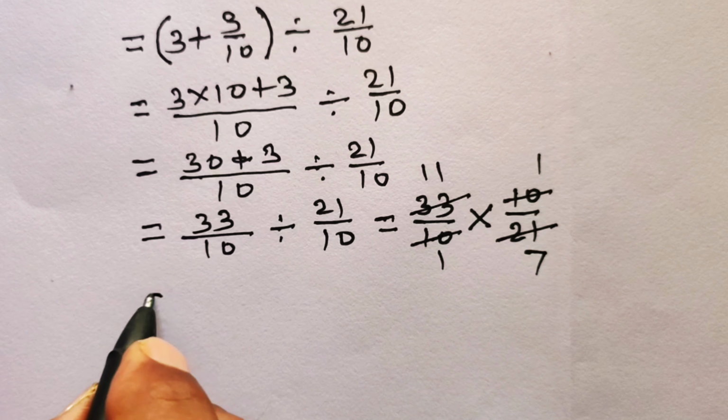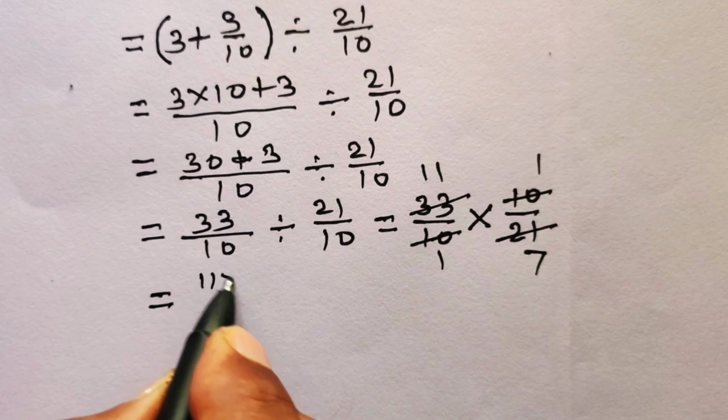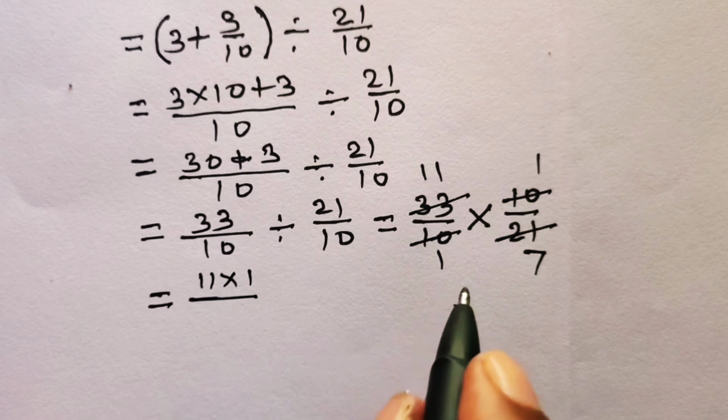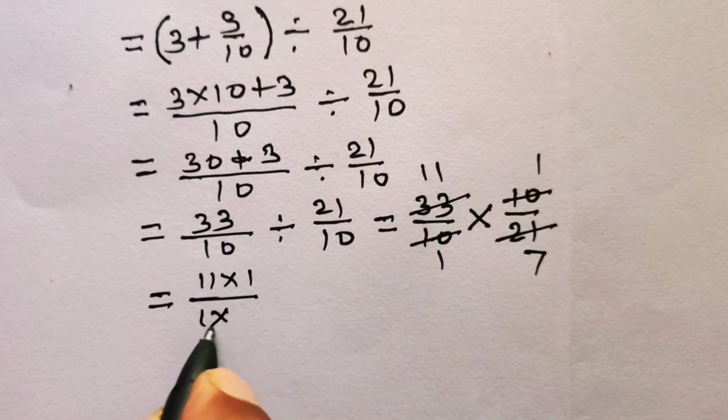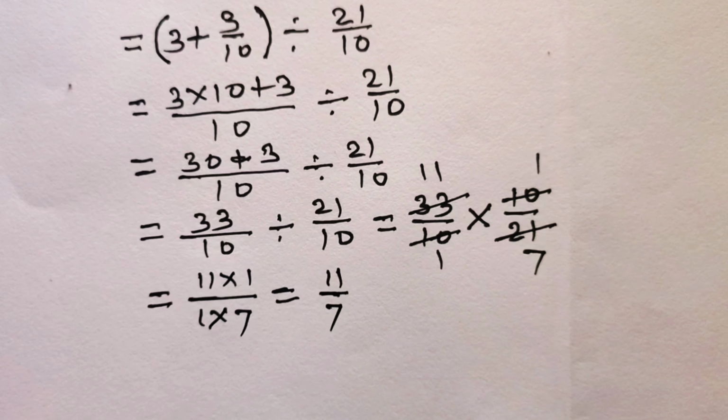And now this is equal to 11 into 1, that is, 11 into 1 over 1 into 7. This is equal to 11 over 7. So step number 2 gives value equal to 11 over 7.